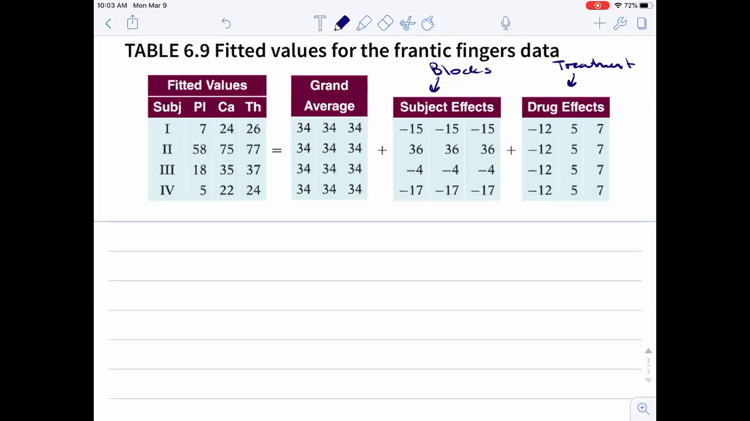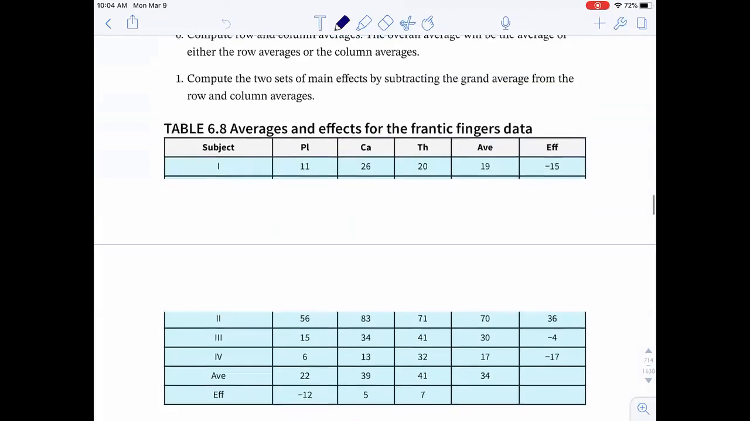And then you've got another layer. Now you've figured out how the blocks all change the means. And then you do the same thing for the treatments. Pardon? 19 minus 34, 50. Good.